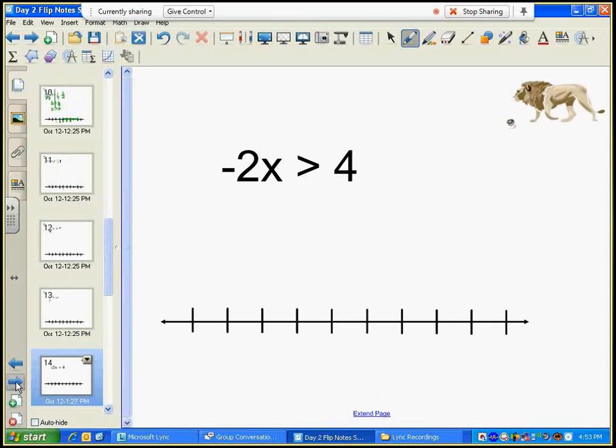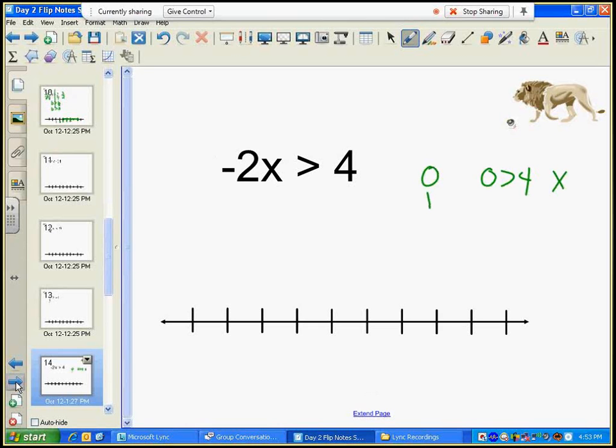Now for the good stuff. I'm so excited. Okay, let's think about what this says. This says negative 2x is greater than 4. Let's see if we can come up with some numbers that'll make this true. Let's see, if I put 0 in here, will 0 make it true? Negative 2 times 0 is 0. Is 0 greater than 4? No, that doesn't work.